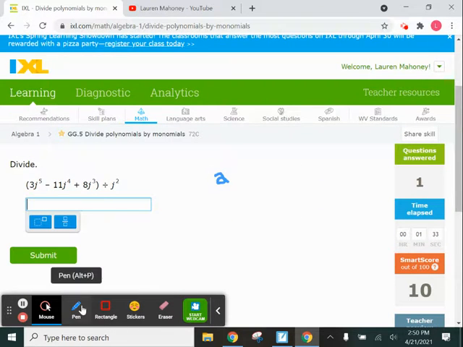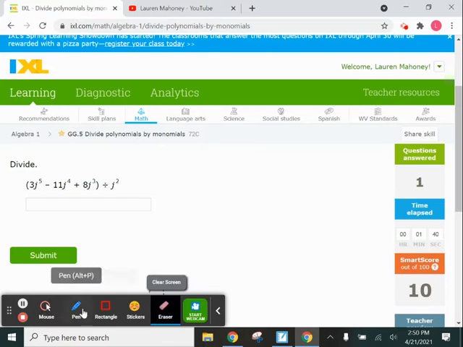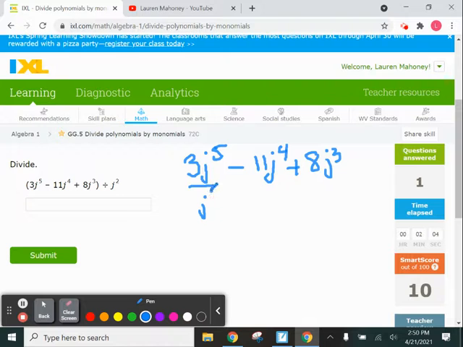This one is going to be very similar. I have 3j to the 5th power minus 11j to the 4th power plus 8j to the 3rd power. And I'm dividing this one by j squared.